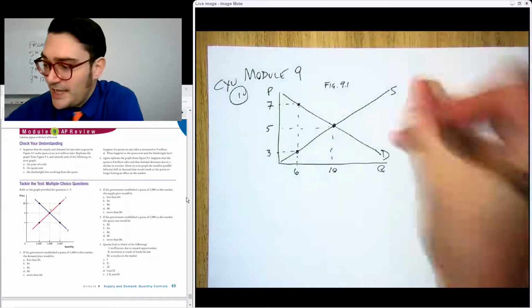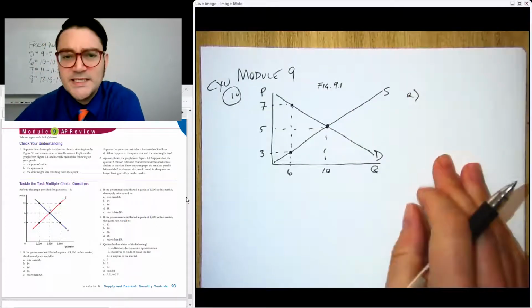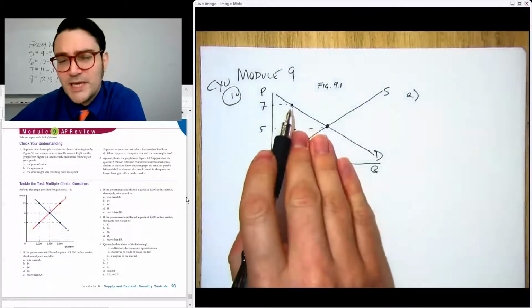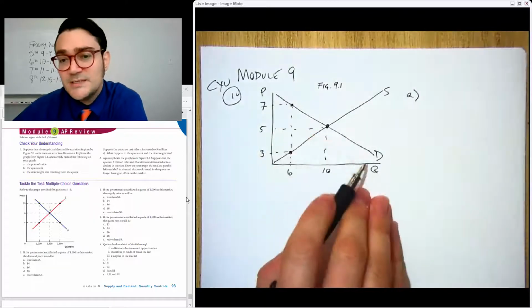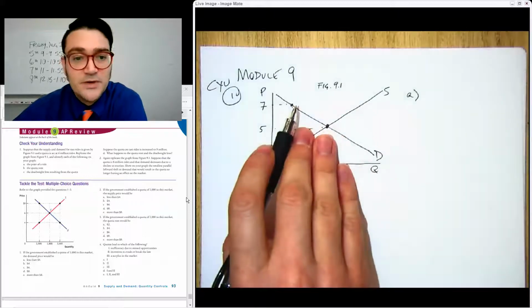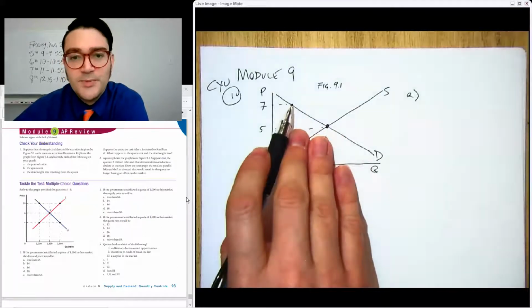Okay, so for A, the price of a ride is going to be determined by the demand curve. So that's the willingness to pay, right? And so if you're a taxi driver, you're going to charge what people are willing to pay, which is $7.